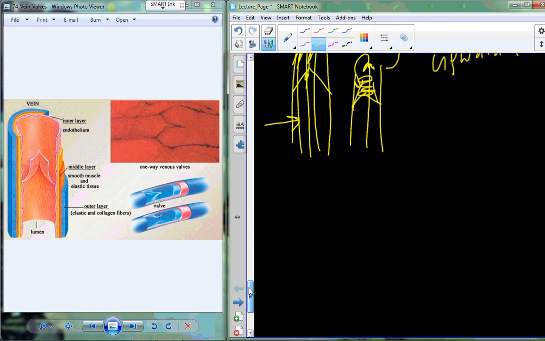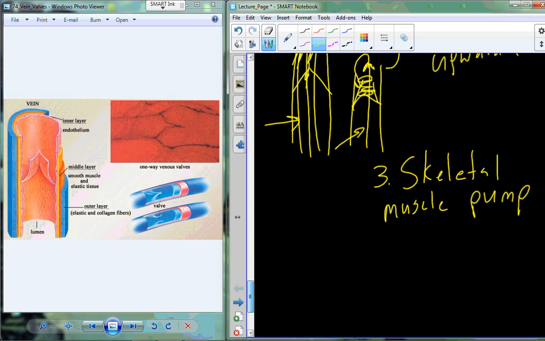So what is actually going to cause, what's the impetus for that blood to move? The venous valve is just keeping it from flowing backwards. We need mechanisms to move it forward. And the mechanisms to move it forward, we're actually going to have a couple. The most important one here that works alongside the venous valve is what's known as the skeletal muscle pump. The skeletal muscle pump.